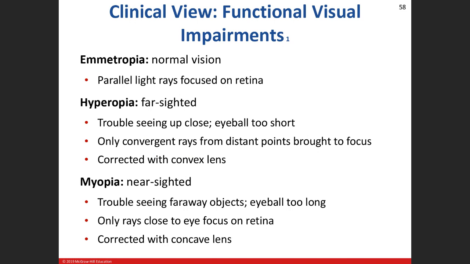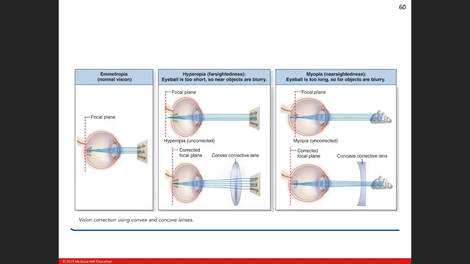Here's me. I'm myopic. Myopia, nearsighted. I have problems seeing things far away. So apparently my eyeball is too long. So what will happen is the light rays will converge in front of my focal plane. It'll be too short. So the corrective lenses that I have to wear are the concave ones. So that's this guy right here that you're seeing.